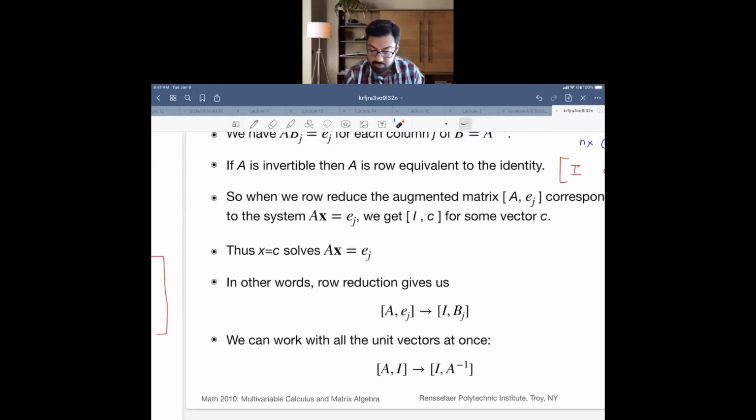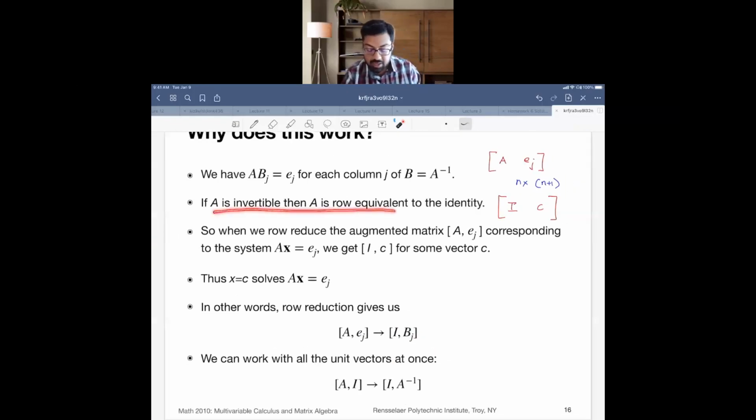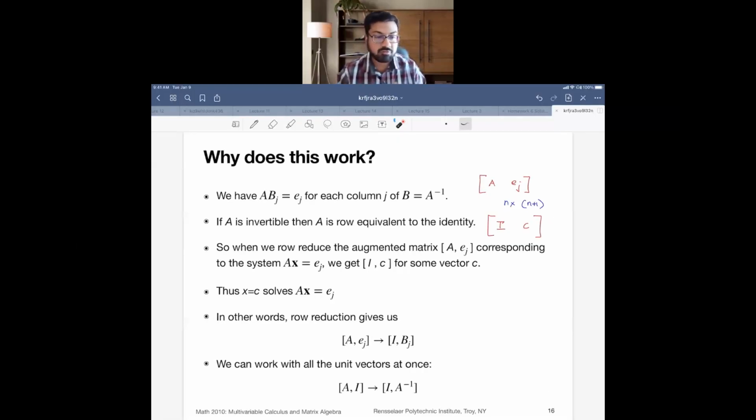So this works because if A is invertible, then you will be able to find a row equivalent identity matrix that you can reduce A to. That is why that particular process of finding an inverse of an n by n matrix works.